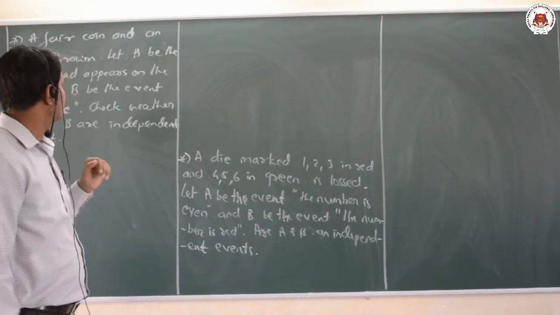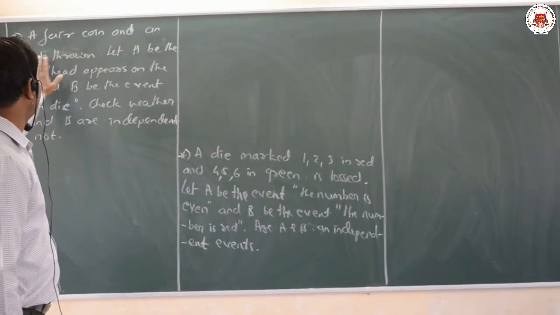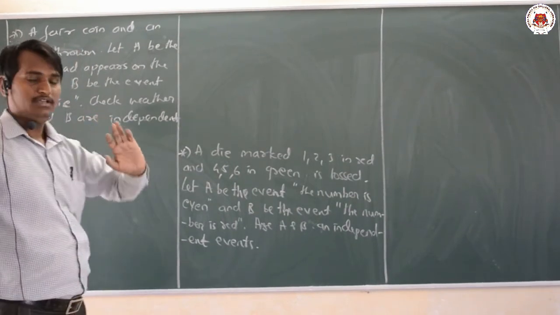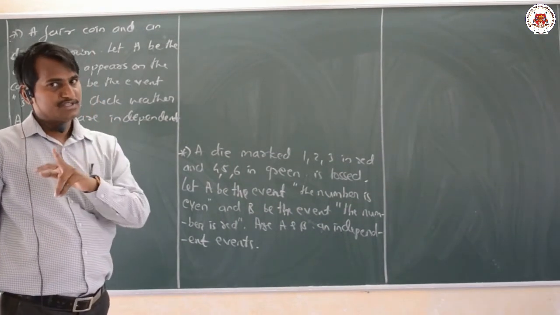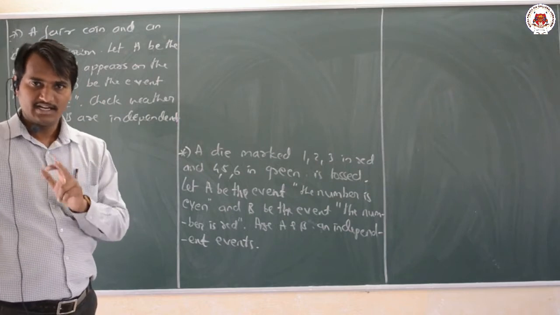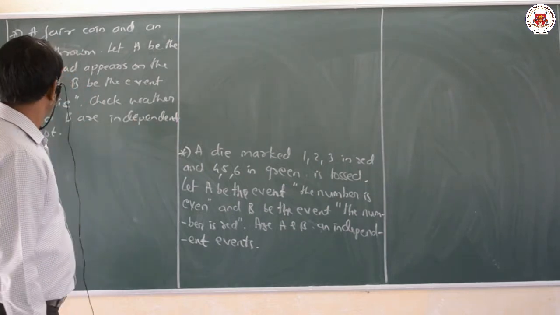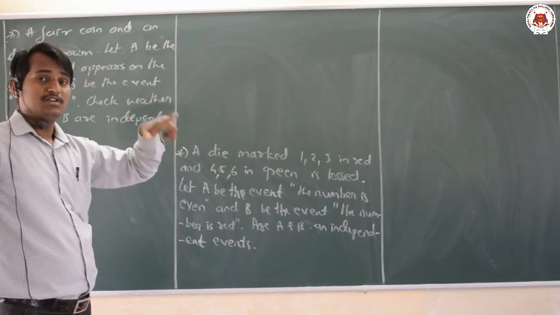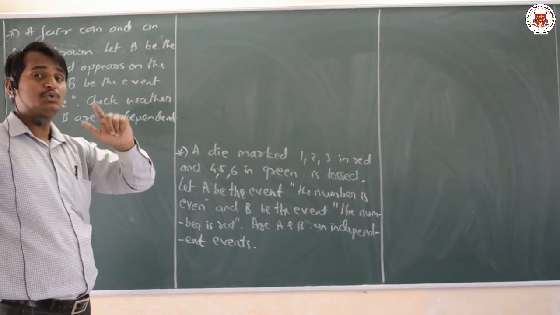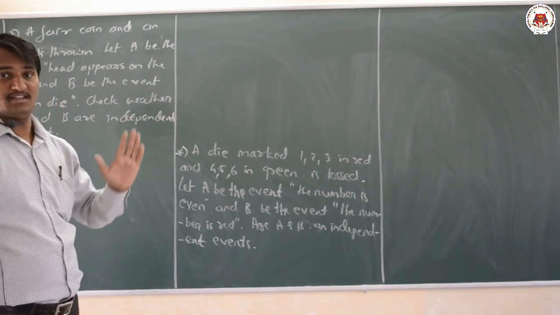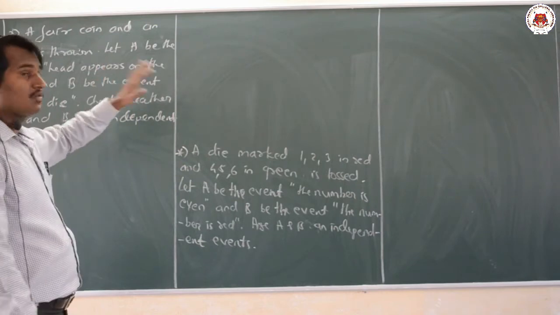What we have, it is very simple, that is a fair coin and a die is thrown. Okay, a coin is having how many faces? 2 faces, that is head and tail. Whereas similarly the die is having numbering from 1, 2, 3, 4, 5, 6. 6 faces are there, 6 numbers. Both are thrown at once.